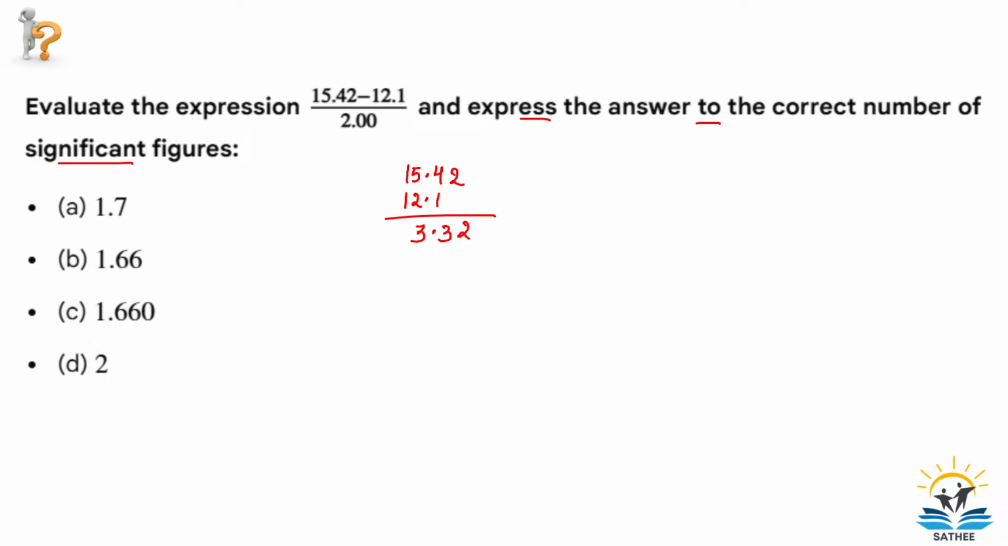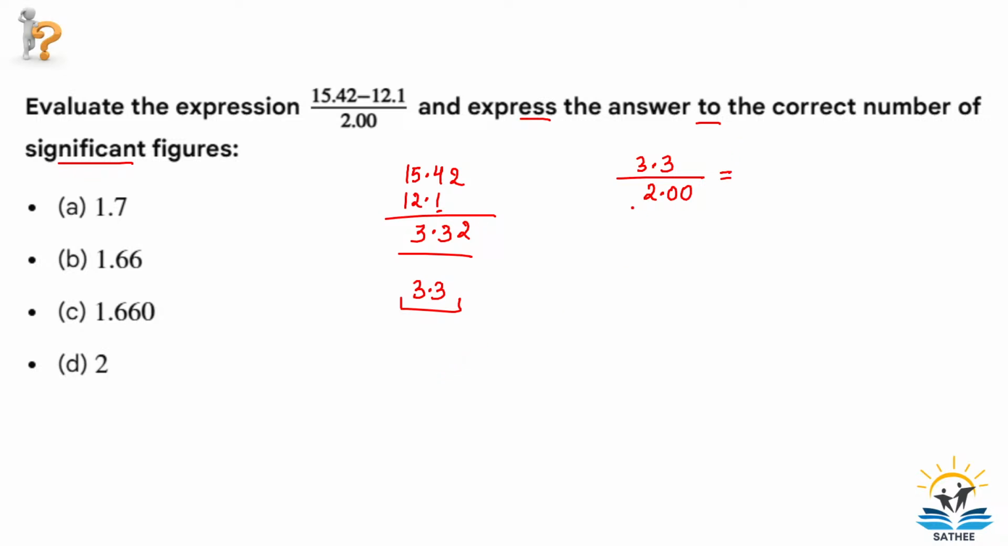You will get 3.32. But how many decimal places should you keep in the result? The rule for addition and subtraction: according to the rule, we have to keep in the result as many decimal places as the value with the fewest, that is, 1 decimal place. We should keep 1 decimal place. So 3.3 here. So 3.3 divided by 2.00.